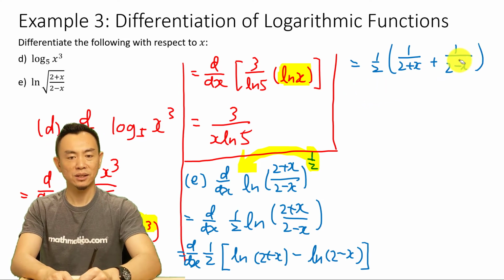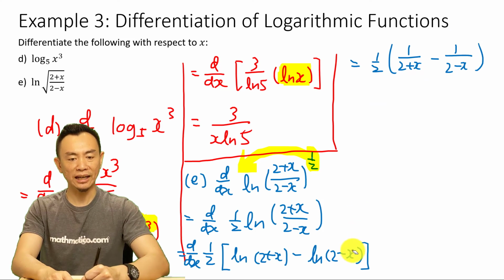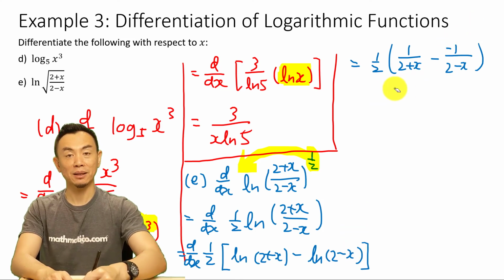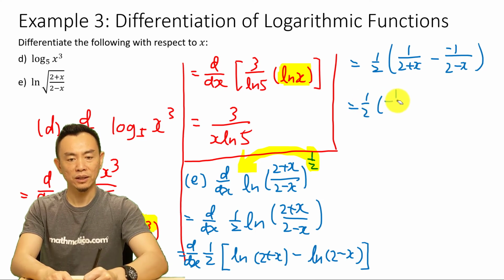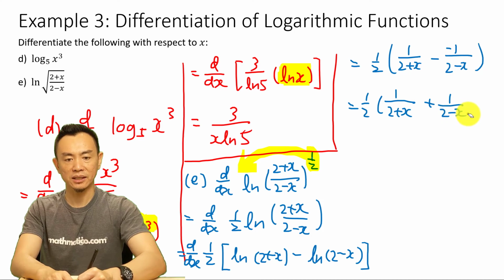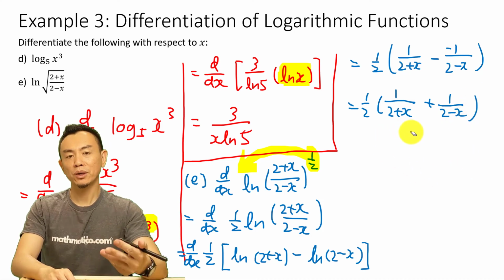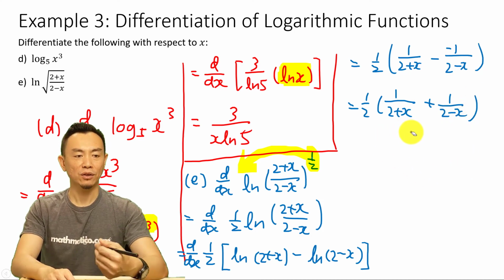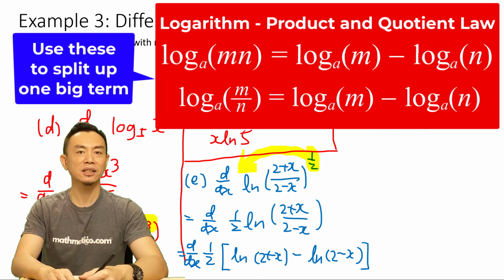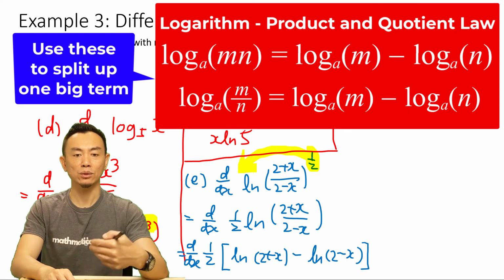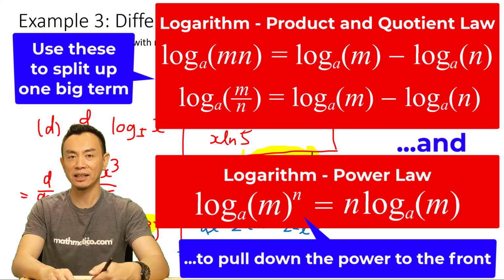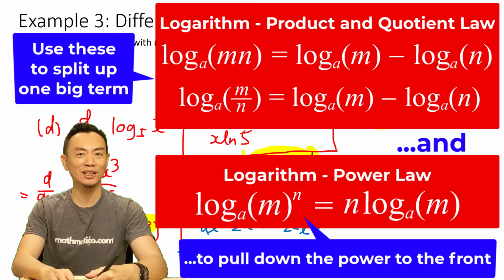Okay, maybe I should just break it down, right? This is negative here, and then you differentiate negative x, you get negative 1. Then minus is plus. Okay, so 1 over 2 plus x plus 1 over 2 minus x. So when we look at these questions, we realize that for the differentiation of logarithmic functions, there's a lot of times that we can actually use product law, quotient law of logarithms to split them up and to simplify the expression first to make the differentiation easier.